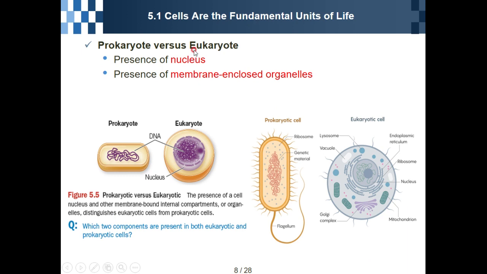The first one is the presence of a nucleus and also the presence of membrane-enclosed organelles. A prokaryote cell only has ribosomes, but a eukaryote cell has mitochondria and Golgi and things like that. So they have membrane-enclosed organelles.